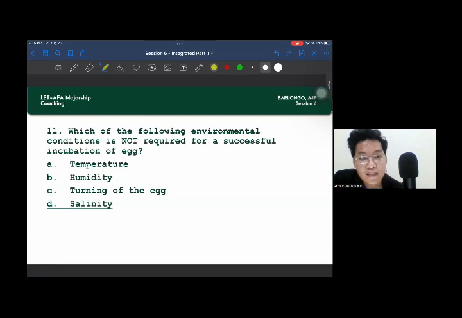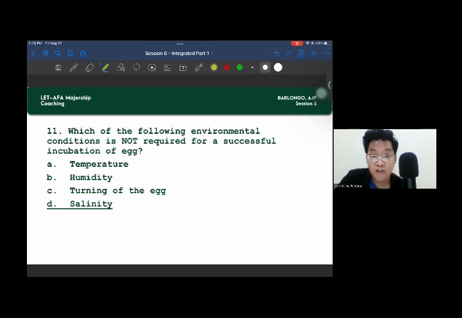Actually, salinity is not even considered in incubation because salinity, this could be a term associated with fisheries. This could be a term associated with crop science, salinity of the soil science din, pwede rin. So, if you have that knowledge on the different sciences, okay, animal science, parang itong term na to, hindi ko naman to naririnig sa animal science. So this could be the answer kasi wala naman siya dito sa incubation ng egg.